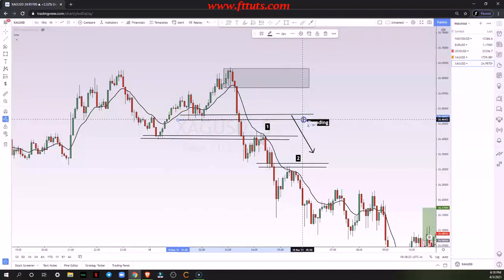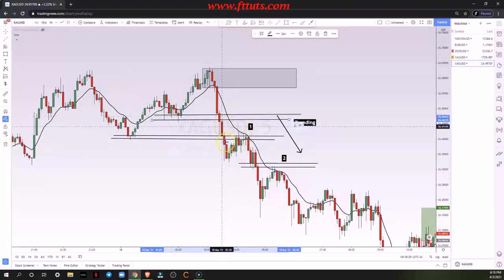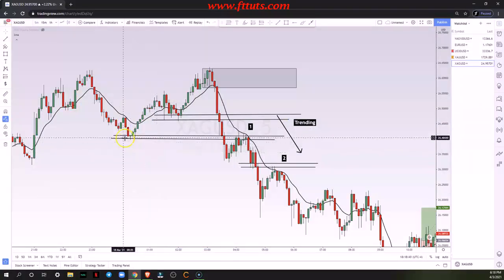So it pulls back, but where does it pull back to? It pulls back to this low, not this low, but this low. Remember, on a downtrend, we're looking for swing lows. On ranges, we're looking for swing highs and swing lows, and on uptrends, we're looking for swing highs. So it pulls back to this key area right here.